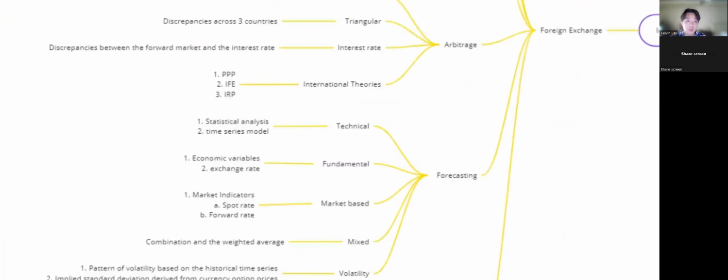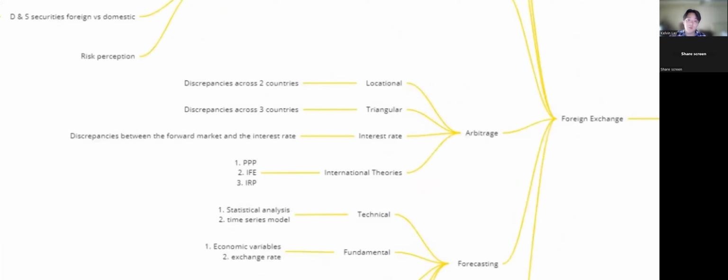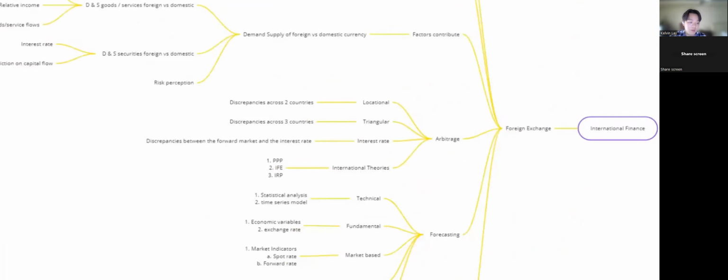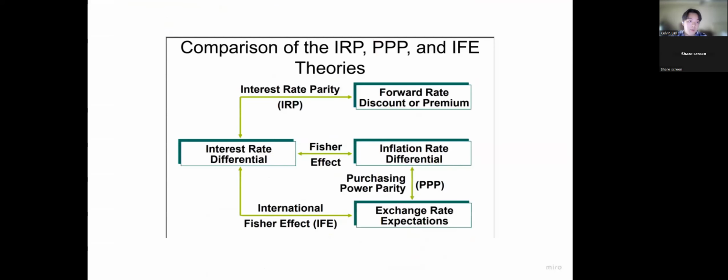Okay, now we come to the forecasting. Oh, I'm sorry, but I should talk about the international theories of arbitrage for sure. So it's PPP, IFE, and IRP. So this is the comparison of IRP, PPP, and IFE.